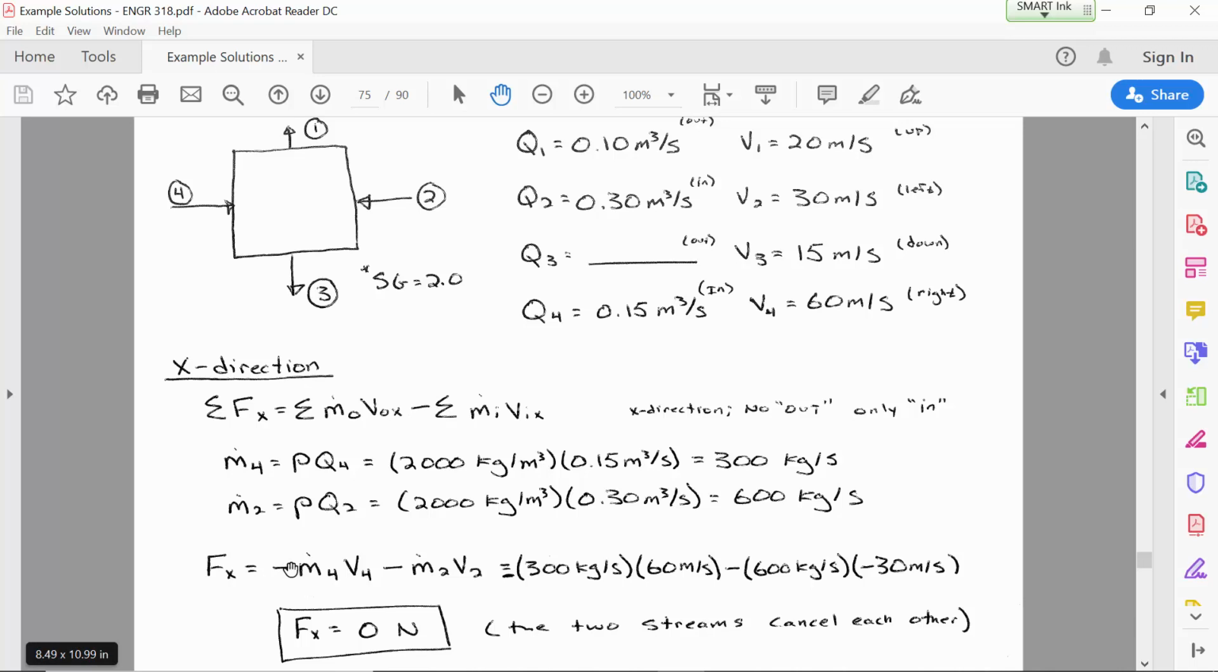So it's minus mass flow rate at 4, V4, minus mass flow rate at 2, V2. And since stream 2 is to the left, it's going to pick up the minus sign due to the direction of its velocity. And since it was a minus of that term to begin with, that's why it ends up canceling out. Both of them were inflows, so they both get this minus sign, but then one of the inflows was to the left. So the two streams cancel each other.